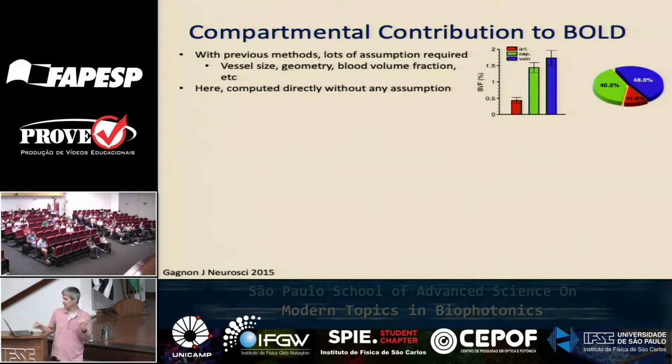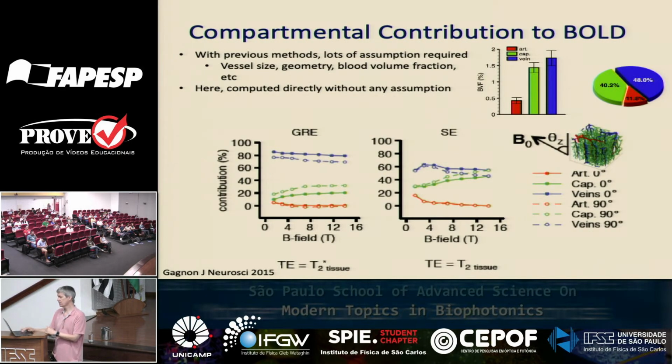But we know the vascular network is much more complex, and so we set out to investigate in a realistic model what is the contribution of each vascular compartment for gradient echo MR sequences and spin echo MR sequences, and basically got results that agreed really quite well with what people had expected from the simplified models. So we didn't learn much there, but we did observe something curious.